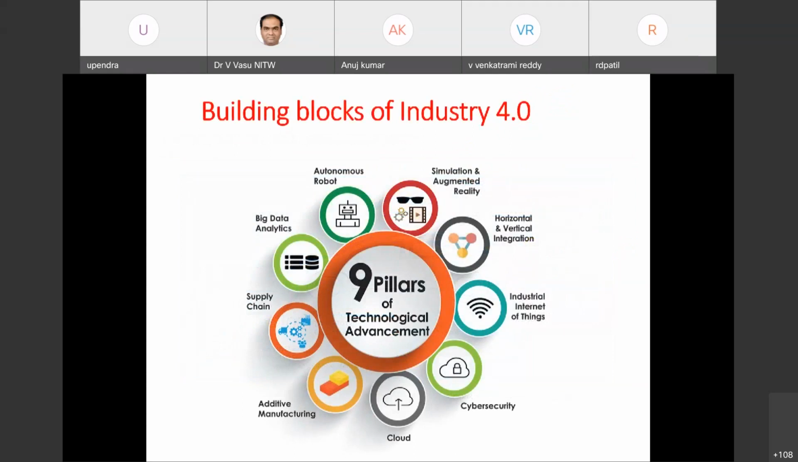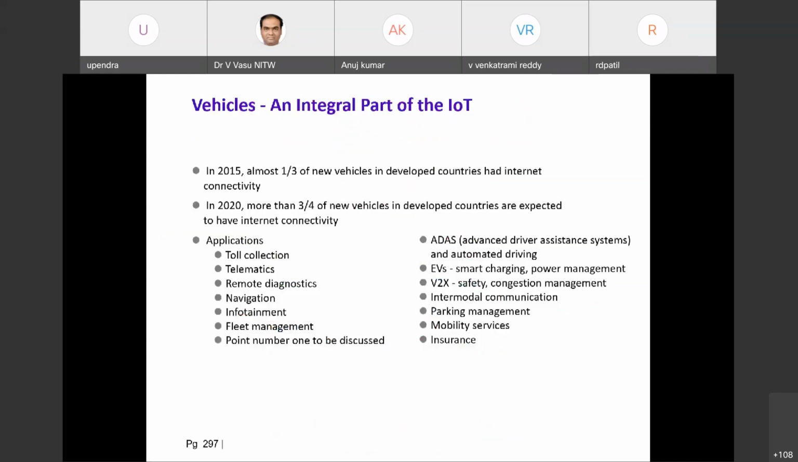Okay, so these are all some of the important building blocks of Industry 4.0. These 9 pillar technologies are mainly used in this particular case. So we can use Internet of Things, cyber security, cloud computing, additive manufacturing, supply chain management, big data analytics, autonomous robots, and simulation and augmented reality. These are all some of the important building blocks that we are going to be using in this case.